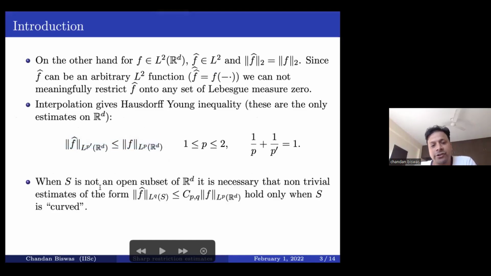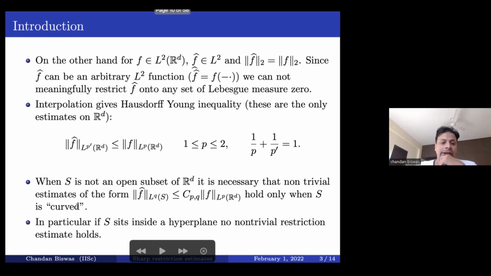When S is not R^d or an open subset of R^d, if we want to have a non-trivial estimate of this form for a set S, then S must be curved. In particular, if S sits inside a hyperplane, no non-trivial restriction estimate holds. By non-trivial, I mean that obviously when p is 1, we have L^1 to L^infinity. So there is no other estimate other than L^1 to L^infinity when S sits inside a hyperplane.